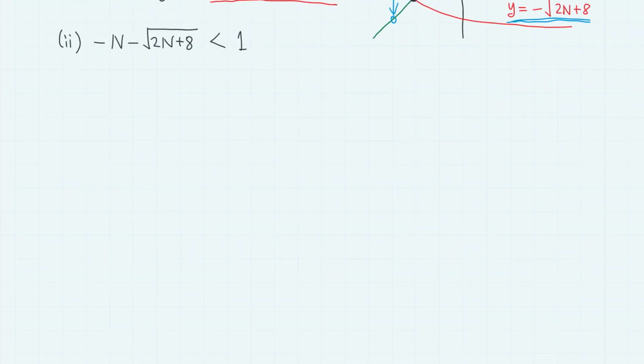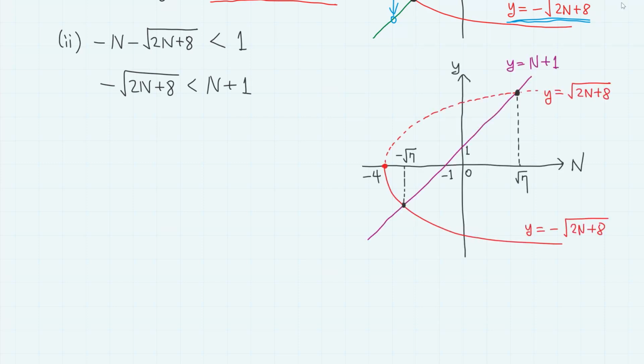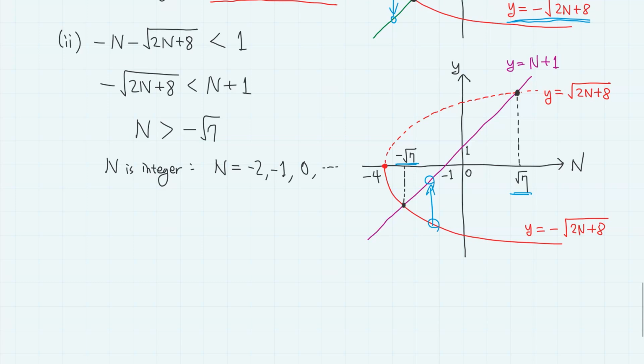The inequality on the right is also dealt with similarly, using minus square root of 2n plus 8 is less than n plus 1. So we use this second graph, which we have already drawn before, with intersection points at n equals negative square root of 7 and n equals square root of 7. So this time the linear graph must be located above the lower radical graph, so we obtain n is greater than negative square root of 7. So the integer values are negative 2, negative 1, 0, and so on.